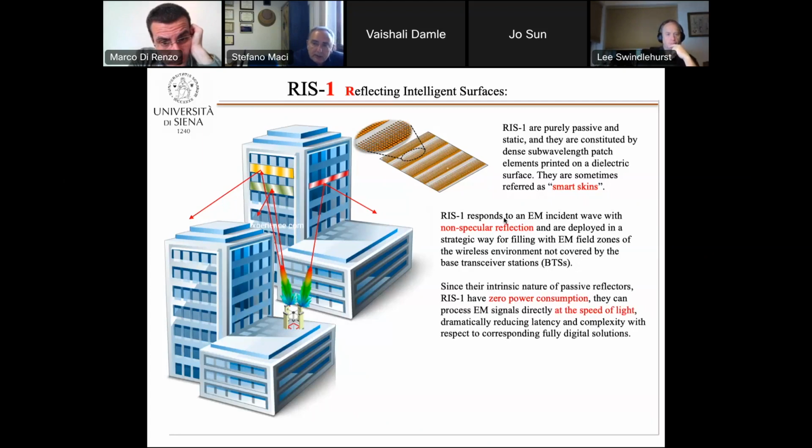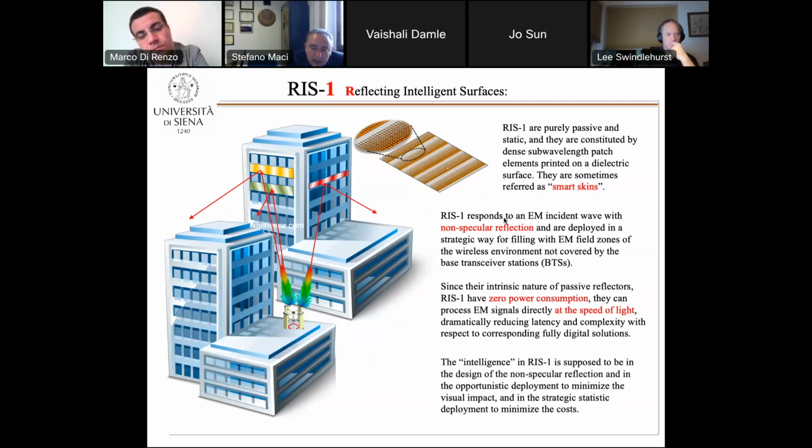Since their intrinsic nature is that of passive reflectors, they have zero power consumption. They can process electromagnetic signals directly at the speed of light and reduce the latency and complexity with respect to corresponding fully digital solutions. The intelligence in this RIS-1 is supposed to be the design of the non-specular reflector or the focusing system in the Fresnel zone, and to minimize the visual impact as well as the strategic statistical deployment that minimizes the costs.